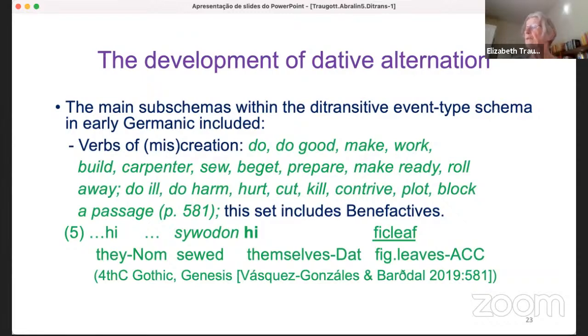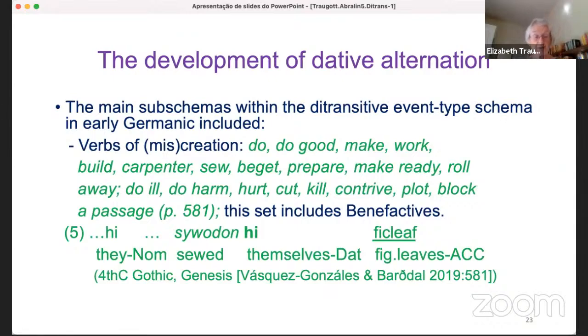I'm not going to give examples of the direct recipient construction, the give construction, because they're not very different from modern English. But there were two other types of ditransitive event types in early Germanic, which I will discuss because they're really quite different from what they are in modern English.